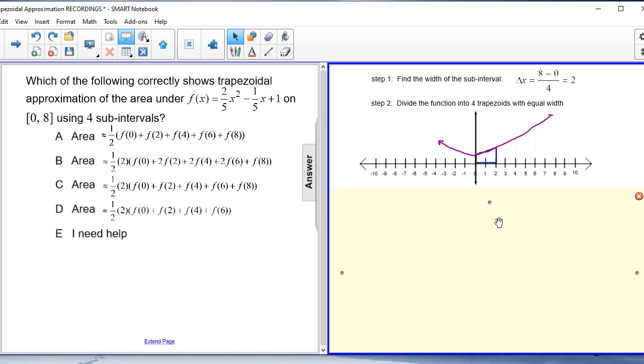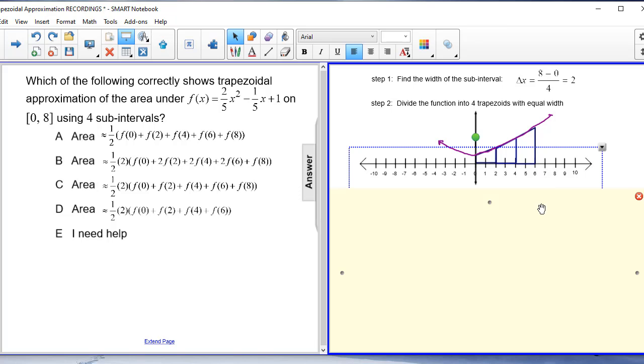Our second trapezoid also has an interval width of 2, so it's going to start at 2 and end at 4. Our third trapezoid also has an interval width of 2, so it starts at 4 and ends at 6. And finally, our fourth and final trapezoid, which also has an interval width of 2, will start at 6 and end at 8.